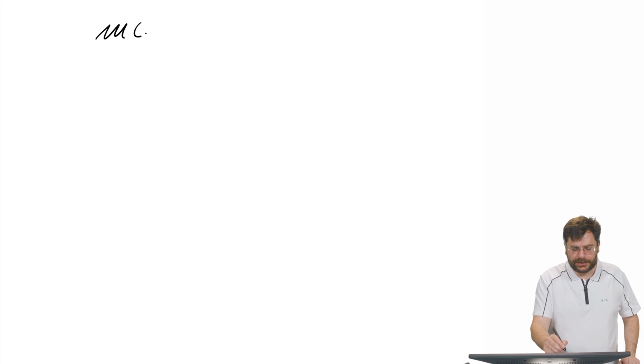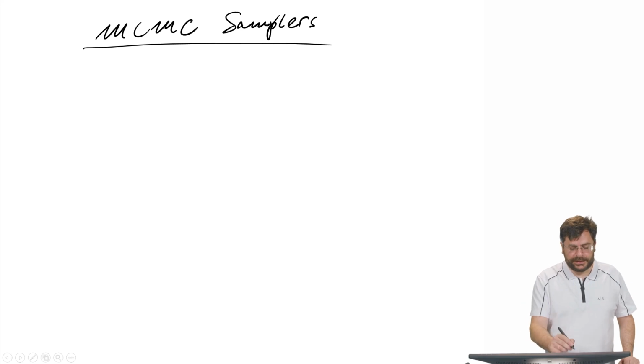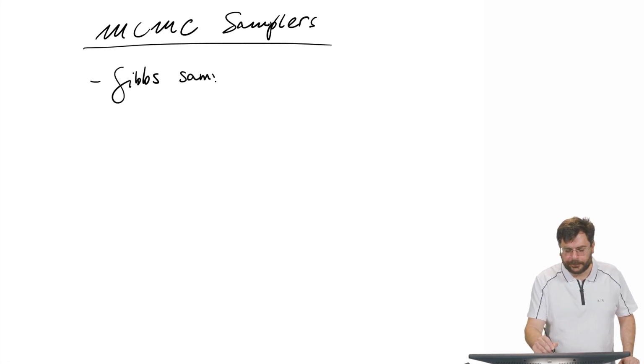So last time we conceptually introduced MCMC. What we should be doing right now is thinking about a very concrete type of MCMC implementation. So MCMC samplers. There's two broad families of samplers that we'll be discussing. One of them is the Gibbs sampler, and we will exclusively be using it for high-dimensional distributions.